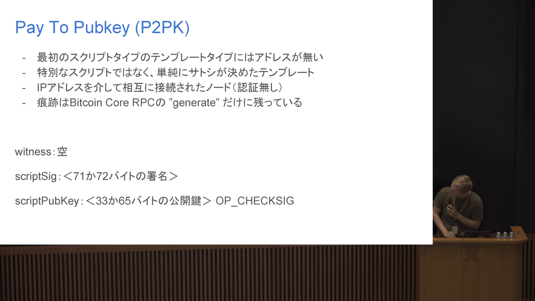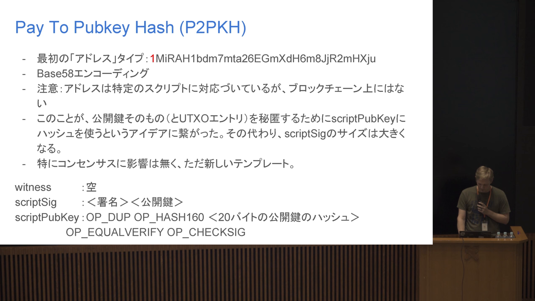You have 33 or 65 byte pubkeys and checksig and the signature, which is DER encoded. Pay-to-pubkey-hash is actually the first address type, and on mainnet starts with 1. Base58 encoding. Again, this is not special. It's just a template that was picked.